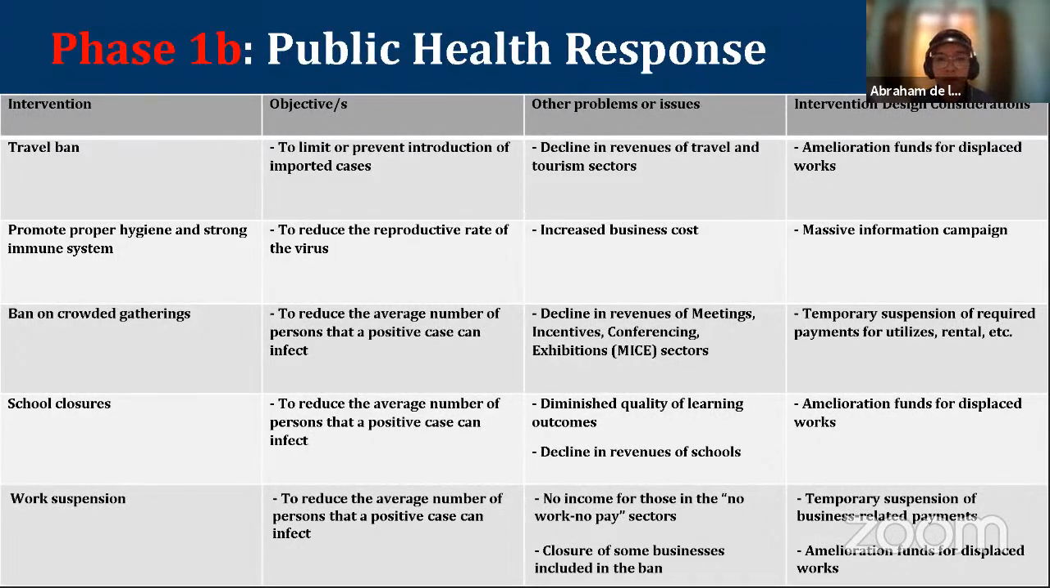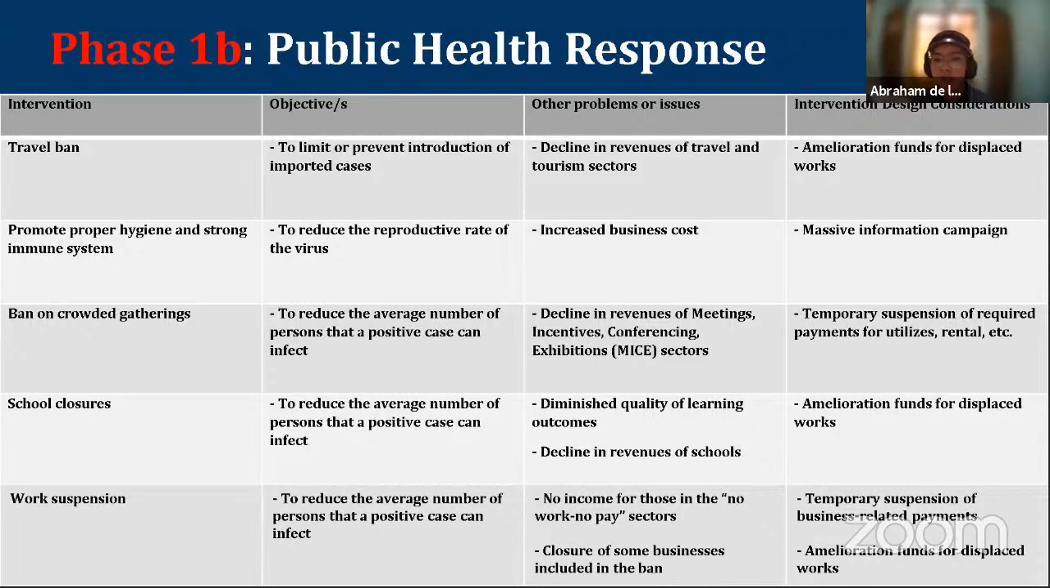Next is to promote proper hygiene and strong immune system. The objective is to reduce the reproductive rate of the virus. Massive information campaign and dapat ma-inform rin pati yung mga di abot ng media. And the next three interventions are ban on crowded gatherings, school closures, work suspension.